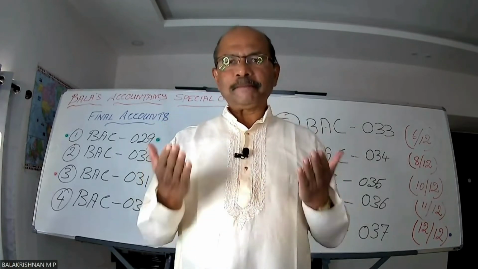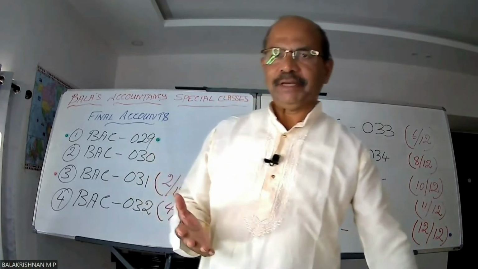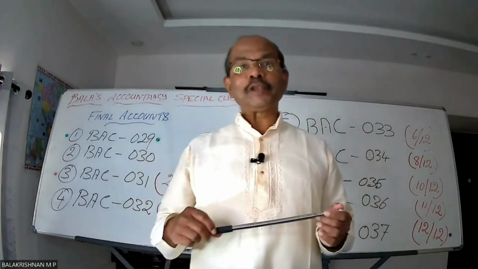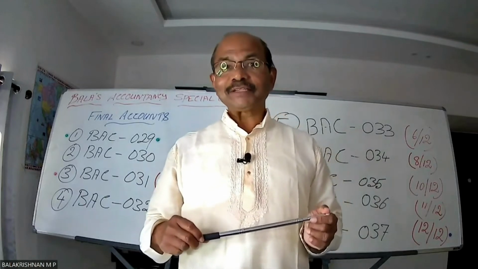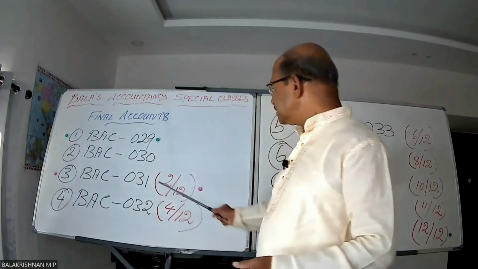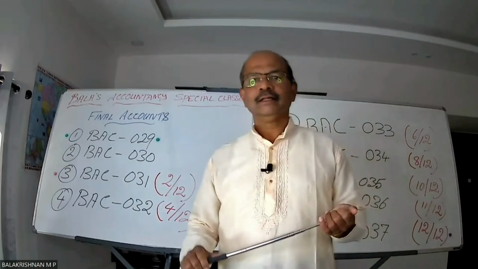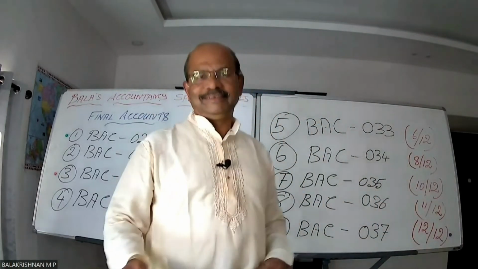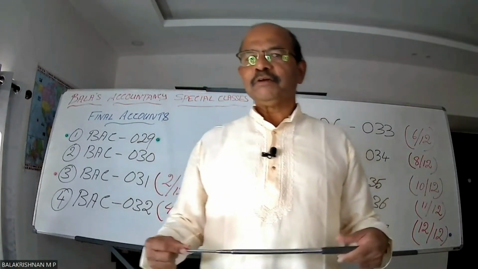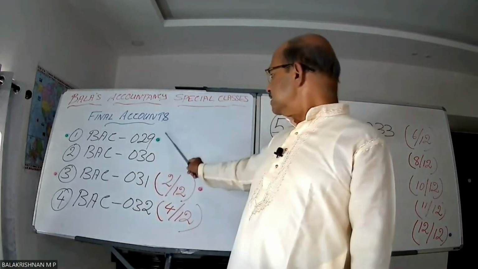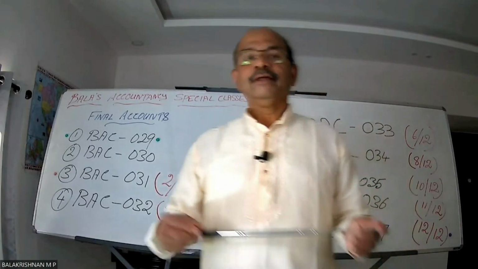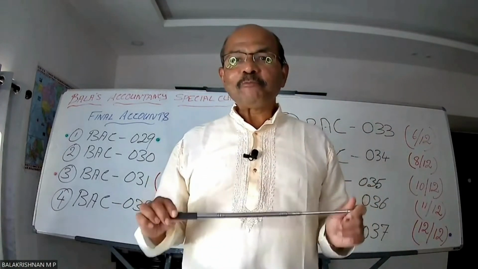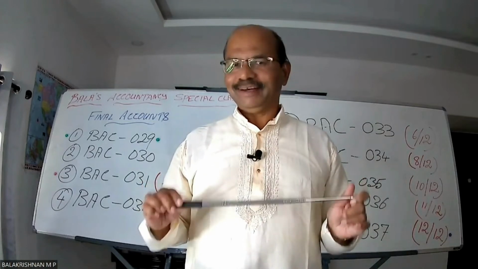This episode, BSE 037, concludes my special final account sums, totaling 12 numbers, scheduled from BSE 031 onwards. This one is the last one, 12 by 12. I started the final account series from my episode number BSE 029. Those of you who have missed any episode in between, kindly watch the same before joining the current episode.